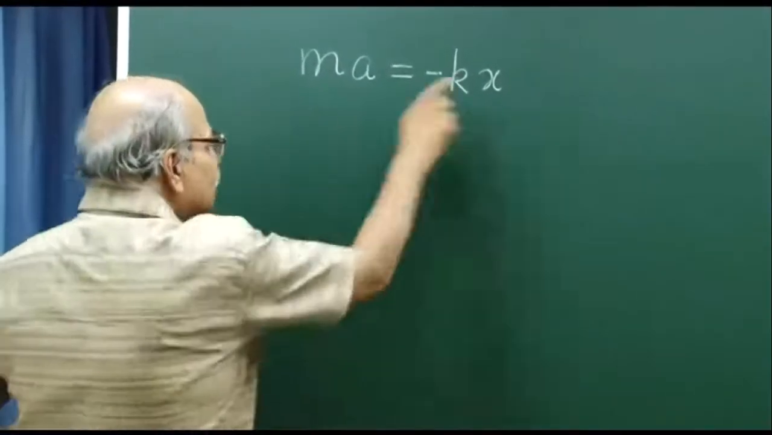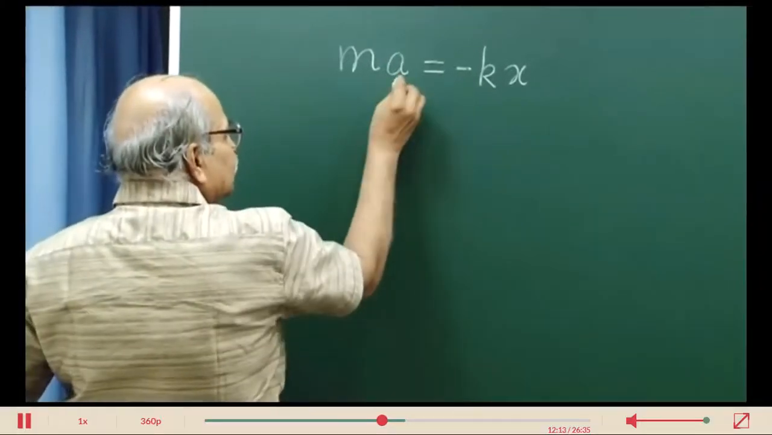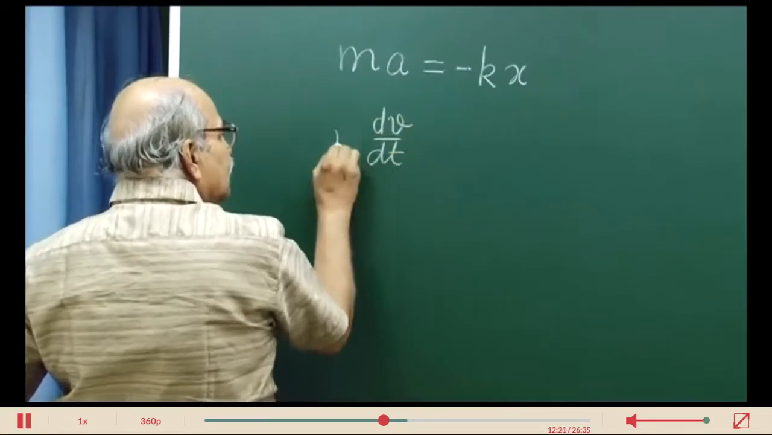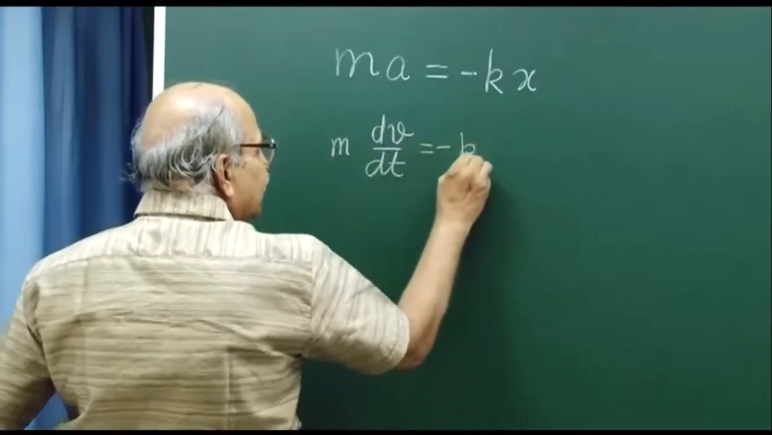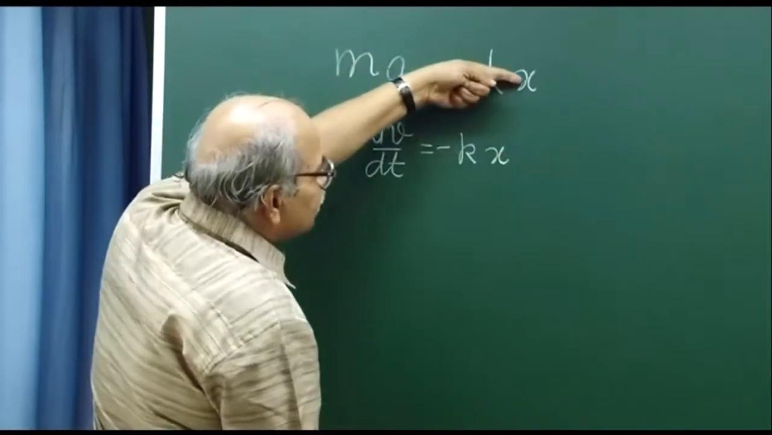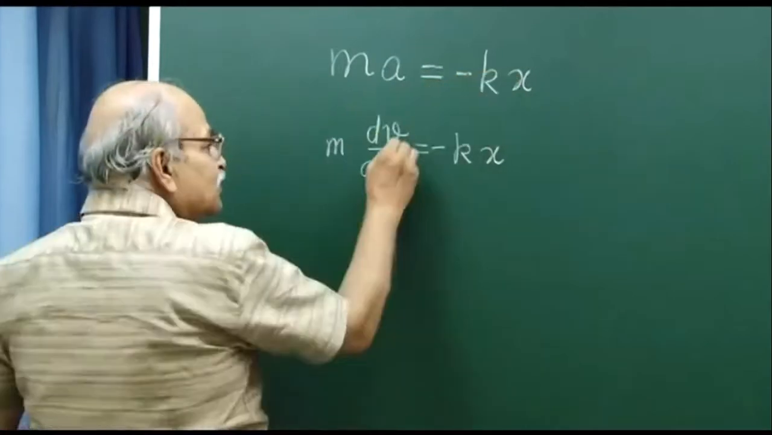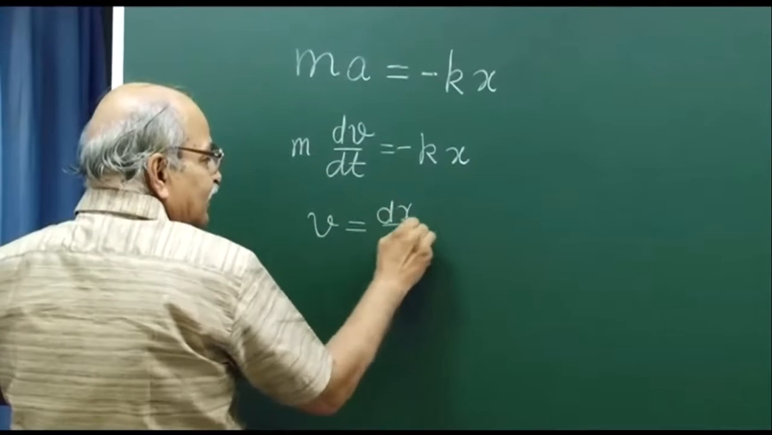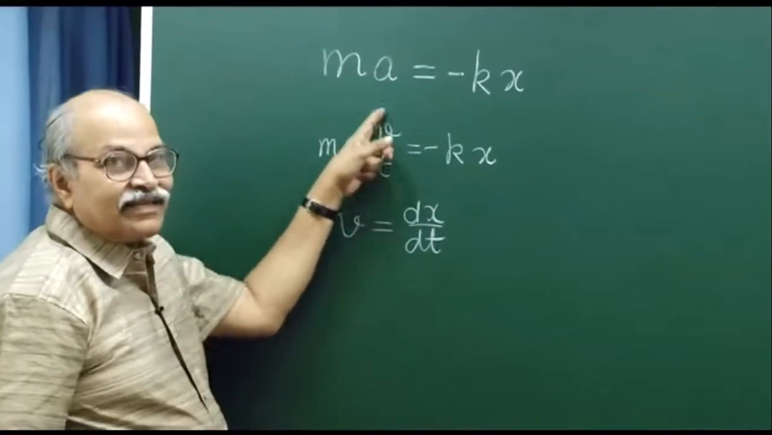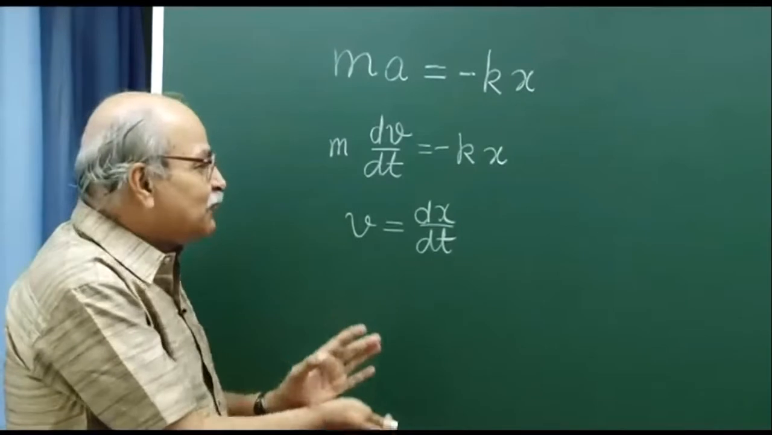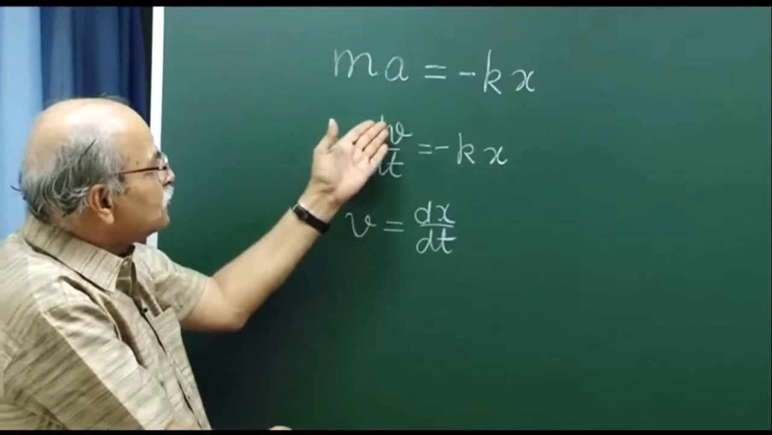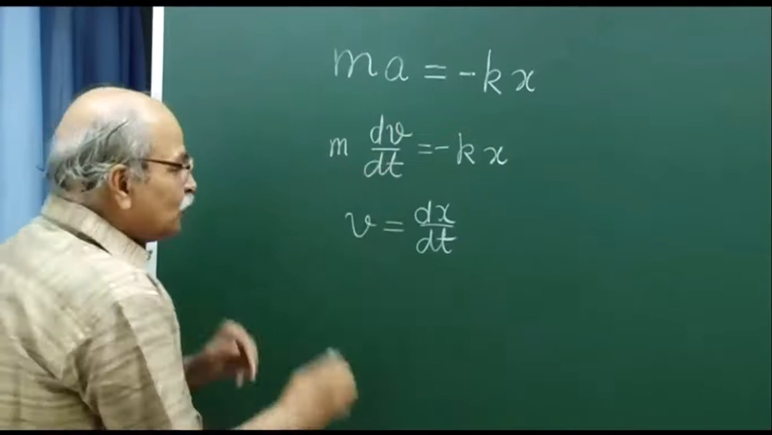Acceleration is the rate of change of velocity, which we write as dv by dt. So it is m dv by dt equal to minus kx. And as acceleration is the rate of change of velocity, velocity itself is the rate of change of position. So this v can also be written as dx by dt. Rate of change of position is velocity, and rate of change of velocity is acceleration. These are some rules of calculus: if you know x as a function of time, you can get velocity as a function of time, and if you know velocity as a function of time, you can get the acceleration as a function of time.